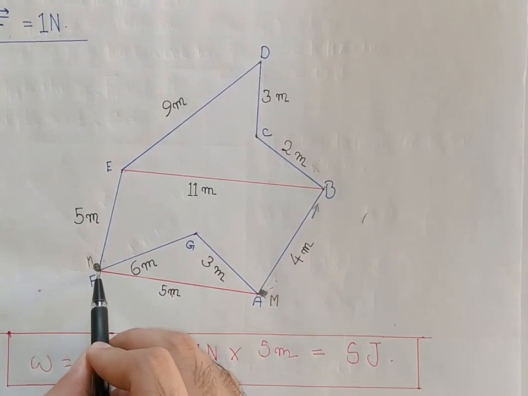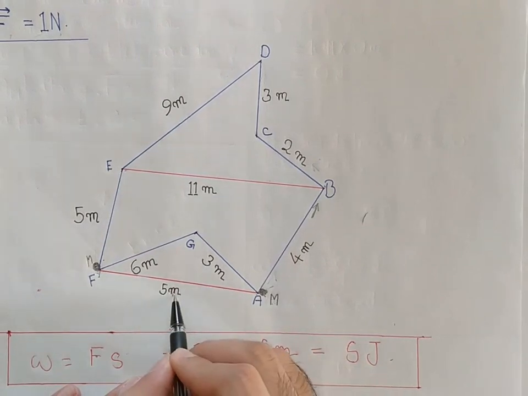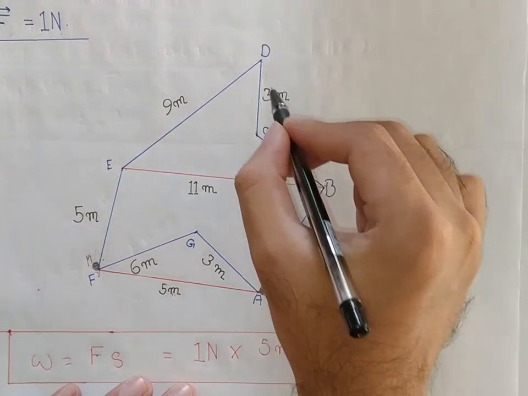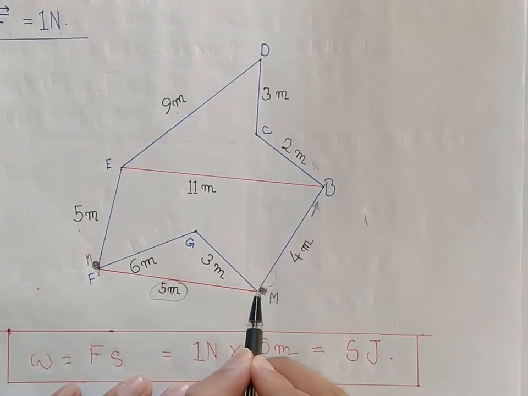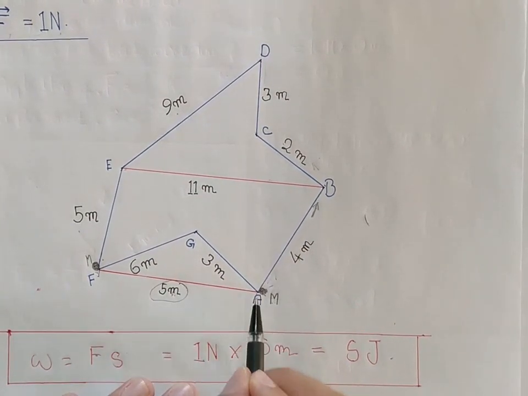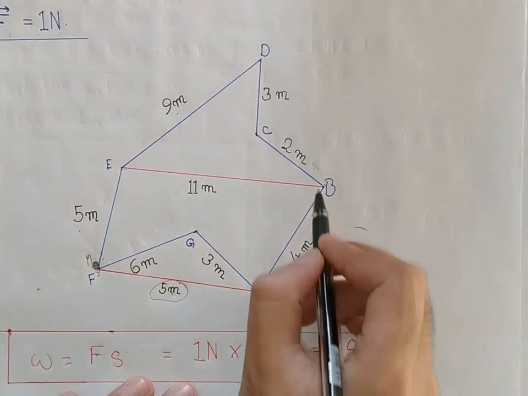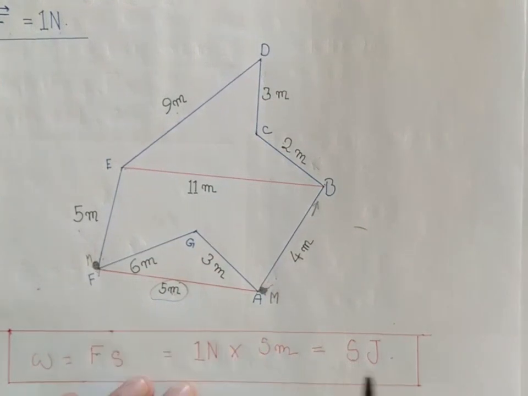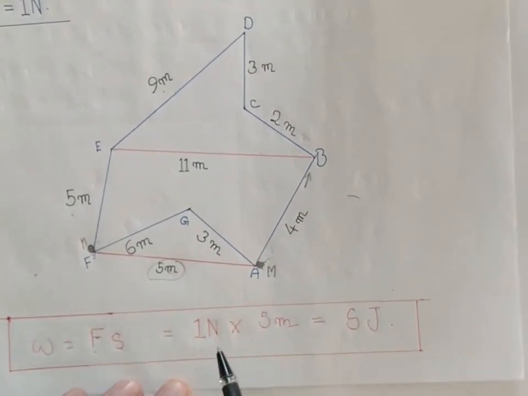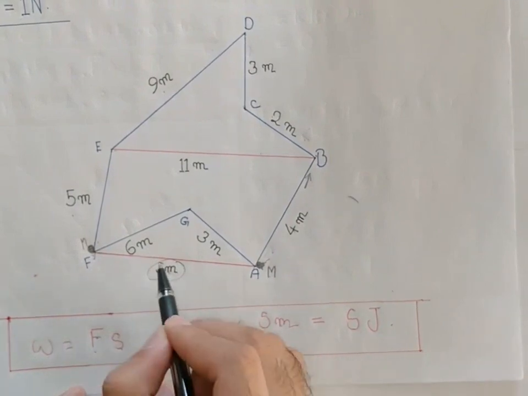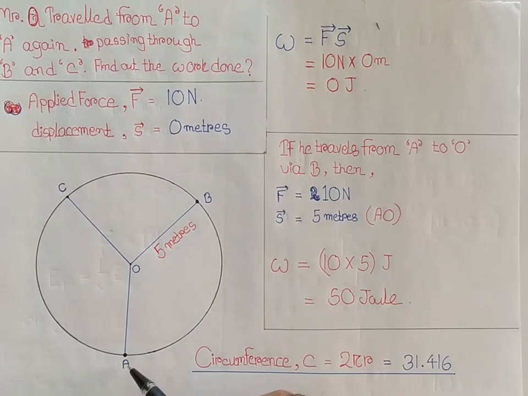Many of the students get confused in this matter, that what is the displacement? Is it 5 meter or is it 4 plus 2 plus 3 plus 9 plus 5 meter? No, it's only 5 meter, because displacement means the direct distance between A and F, not the distance crossed by the object. So work done will be work equals to F into S, 1 Newton into 5 meter equals to 5 Joule.